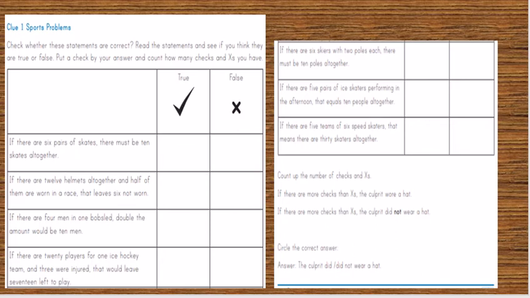If you have more X's, the culprit did not wear a hat. So decide your correct answer. The culprit did wear a hat, or the culprit did not wear a hat.